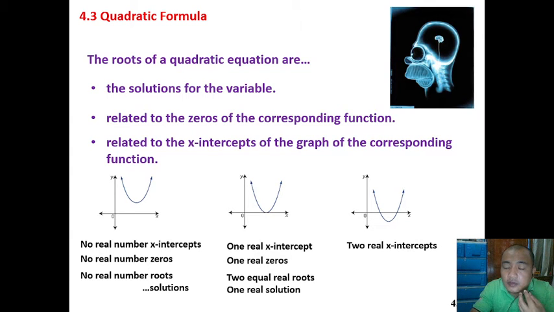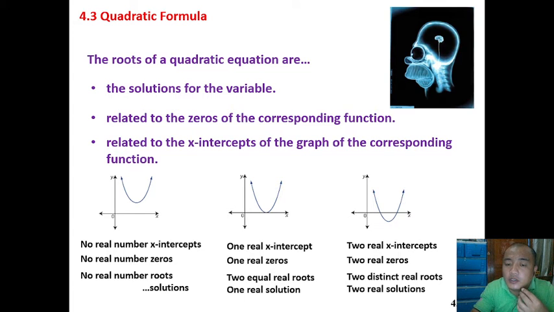In the third graph, there are two real x-intercepts, two real zeros, and two distinct real roots, two real solutions. Because as you can see, it touches the x-axis two times. So there are two distinct real roots for this type of quadratic equation, parabola.